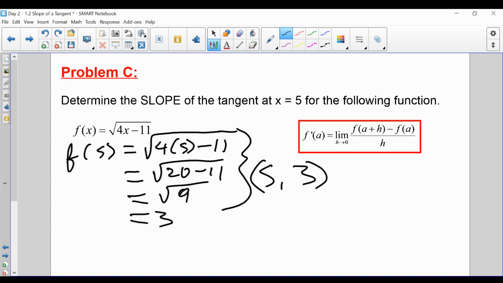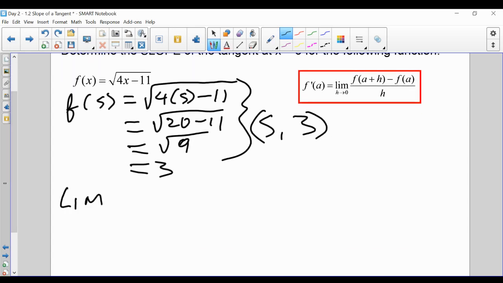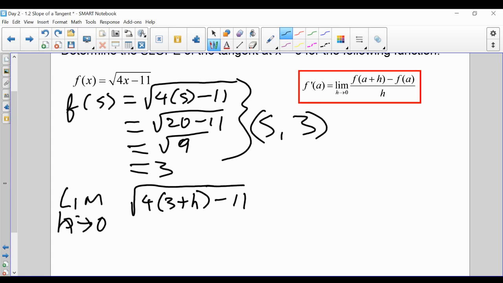The limit as h approaches 0 for f of a plus h would be 3 plus h. So it's the square root of 4 times 3 plus h minus 11, right? Anywhere I see the x, I'm going to put the value that we're trying to find plus h. So that's the 3 plus h. Then minus 11. Minus the value at that point, which is 3, the y value, the f of a. That's my f of a right there.